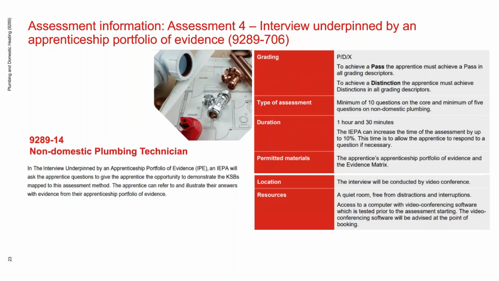As I mentioned previously, the interview for the 9289-14 is slightly different. It is going to have a minimum of 10 questions around the core. There's also going to be a minimum of around 5 questions on the non-domestic plumbing. So we're looking at a duration of 1 hour and 30 minutes for that. Again, the EPA can increase it by 10% if required. Apprentice portfolio of evidence and matrix are the same as before. The interview will be conducted by video conference, so a quiet room free from distraction and interruptions.